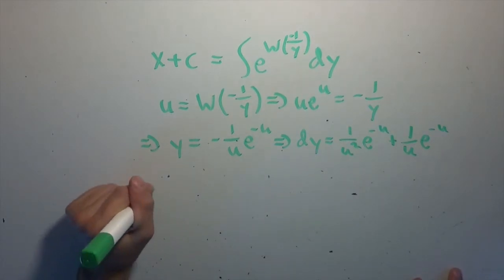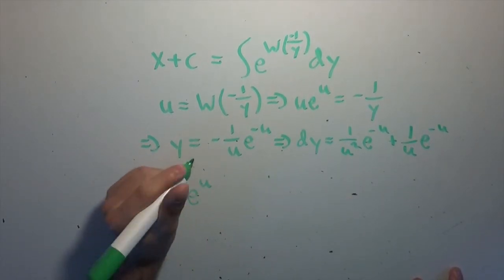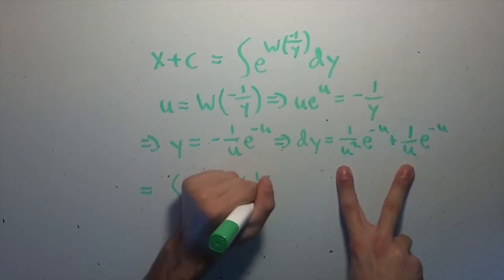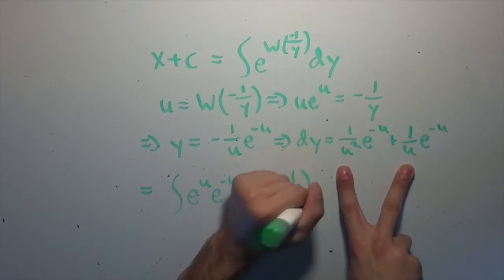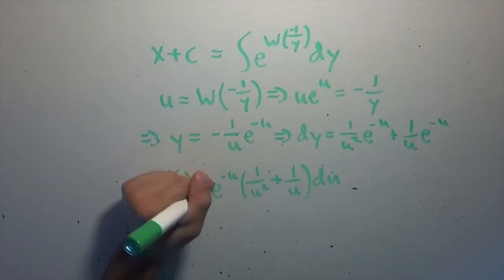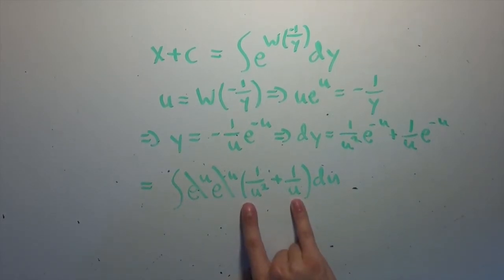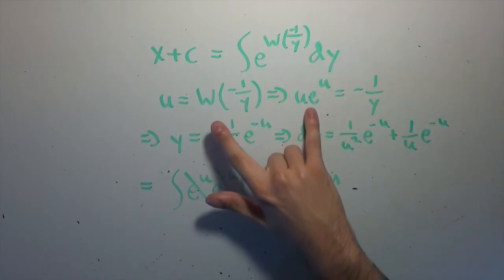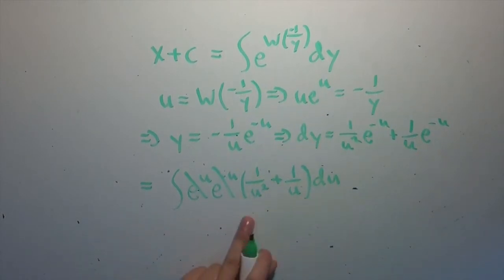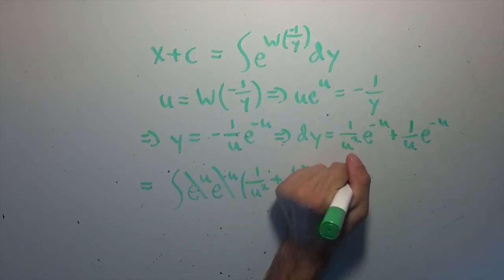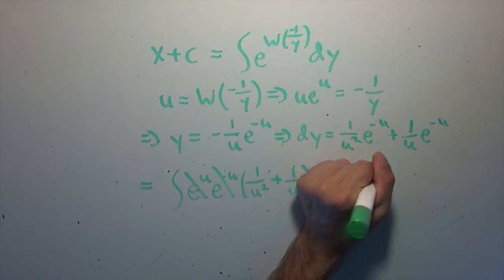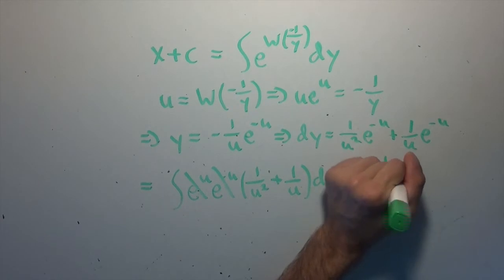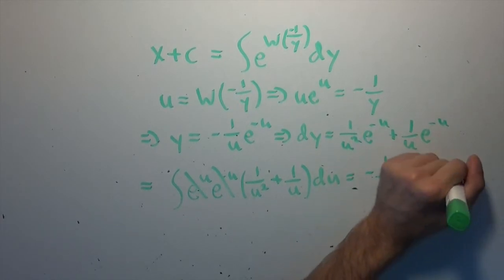So we end up with this integral, e to the u times e to the negative u times the quantity 1 over u squared plus 1 over u du, which means that this simplifies drastically. These cancel, and now we just have to integrate these powers of u, which is really, really nice. The reason I could do this, by the way, is because this is the inverse of the w function. And then we just have to use the fundamental theorem of calculus, and we get minus 1 over u plus log of the absolute value of u.